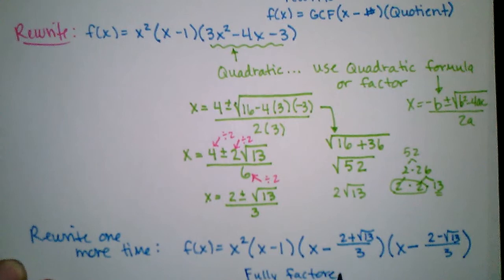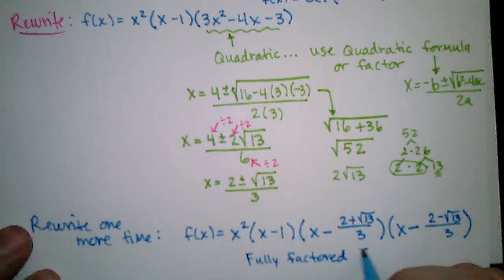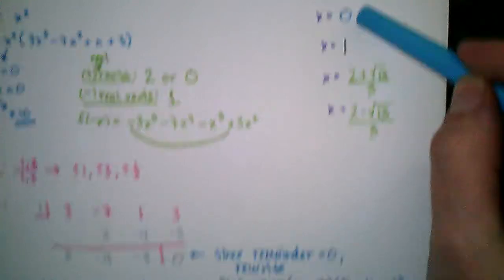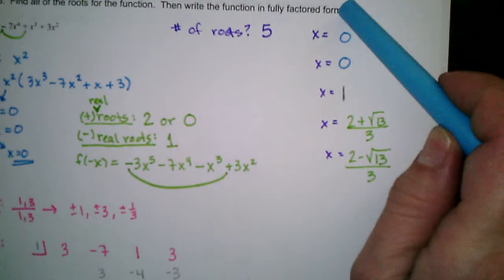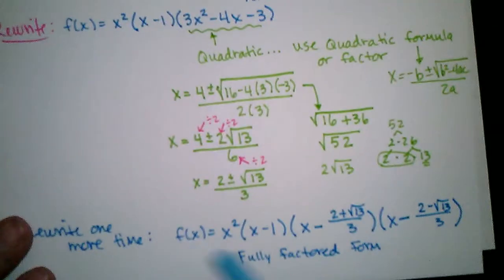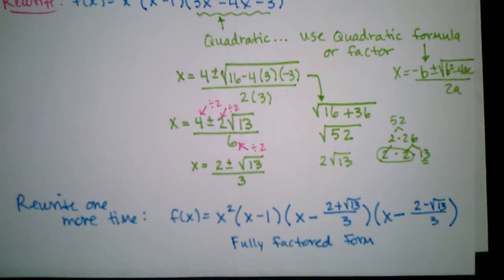So our instructions were to find all of the roots for the function, which we did up here. 0, 0, 1, 2 plus square root of 13, 2 minus square root of 13. And then write the function in fully factored form, which is that guy.